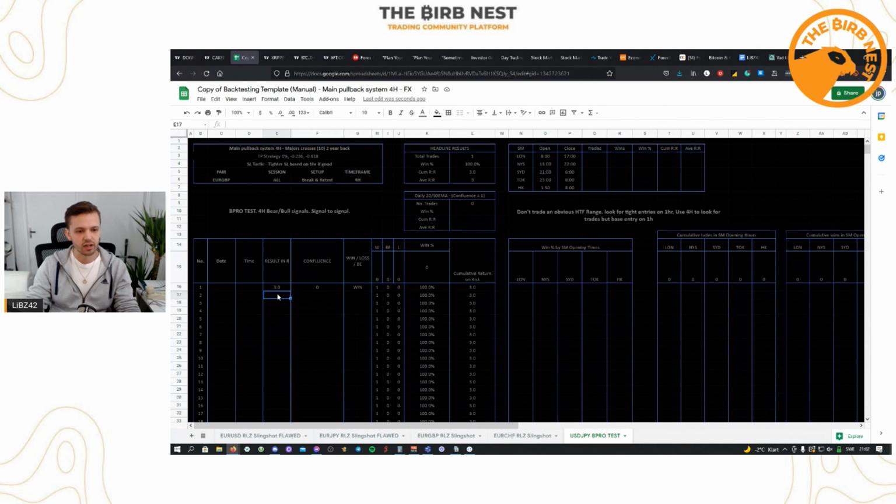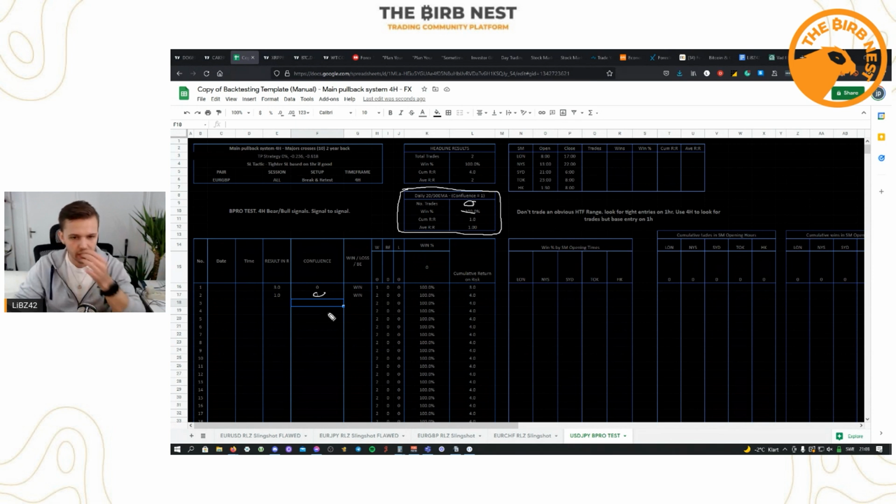So let's say on the next one we have a 1R winner and a 1, which means you will get a part of the backtesting template which says confluence. And as you can see here, the confluence win rate would be 1. It's one trade with a 1 right here, and on it goes.